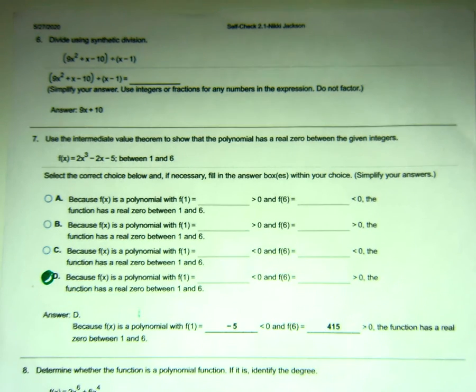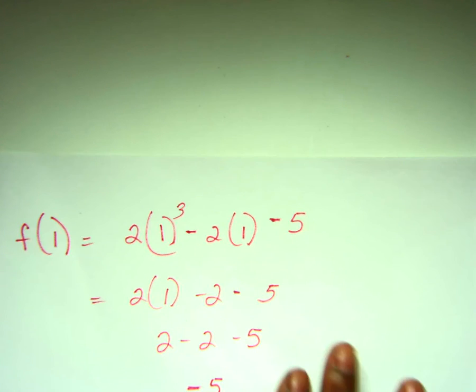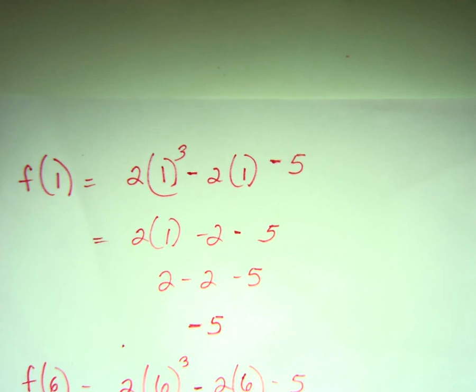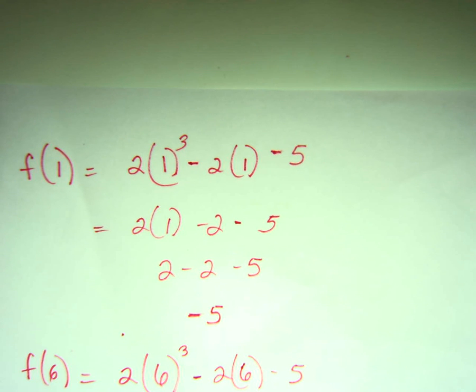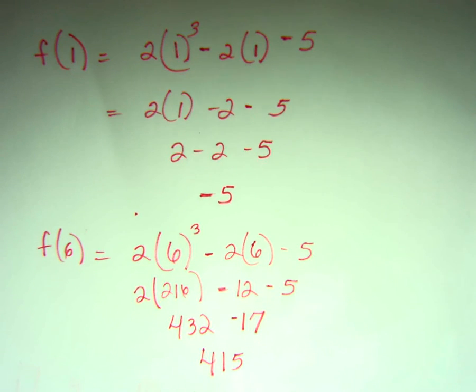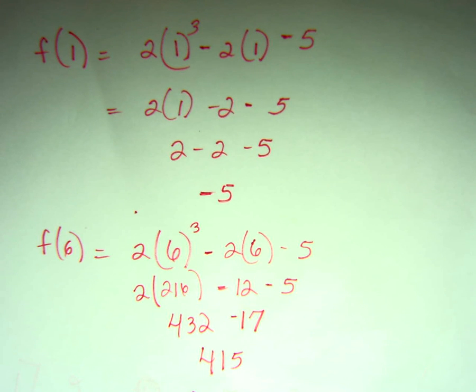Notice that they gave you intervals as well, 1 and 6. So for the first example, we're going to let x be 1, therefore f of 1. Wherever I saw x in that initial equation, I substituted with 1. Once I simplify everything, I have a final answer of negative 5. For your upper interval, it let x equal 6, so therefore we have f of 6. Wherever you saw x in the initial equation, substitute 6. So once we simplify everything, we have 415.